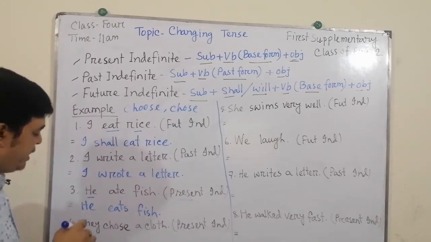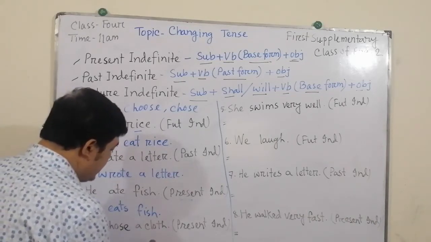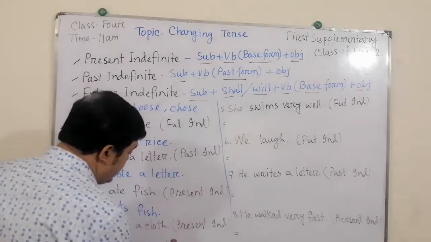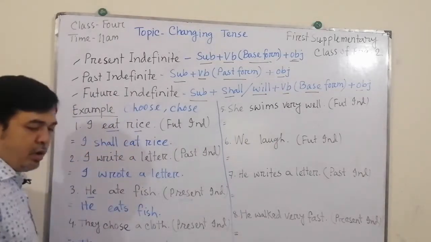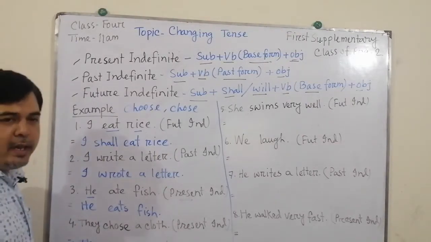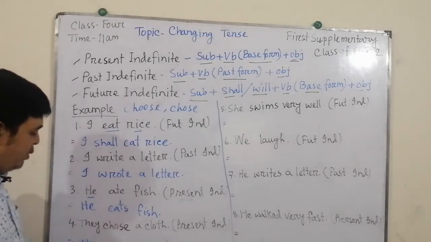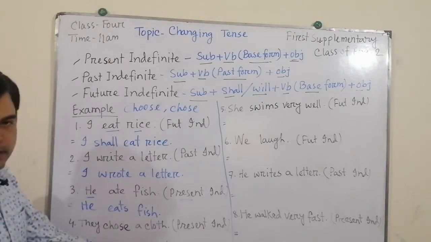Here we have to bring the present form. What? They choose a cloth. As "they" is third person plural number, we didn't take an s here.